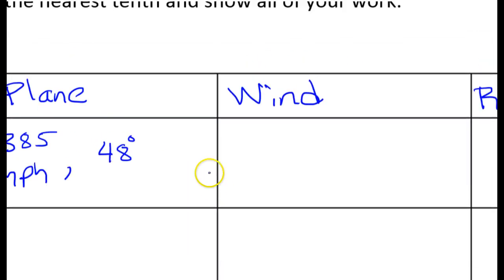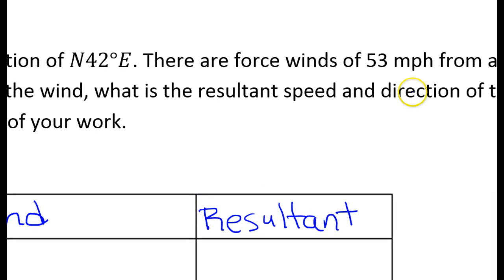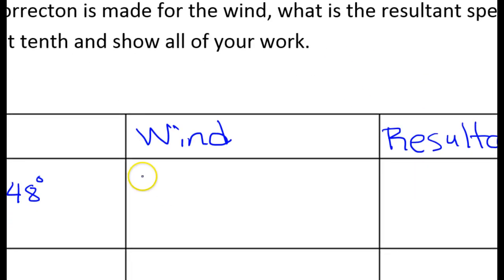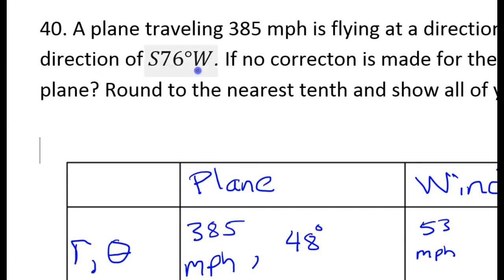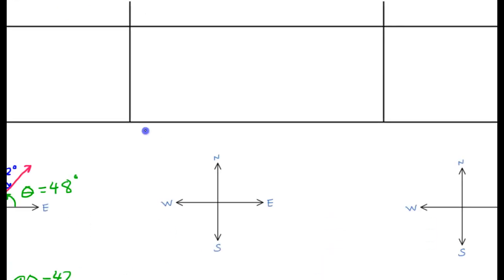Let's do the same thing for the wind. What do they tell us about the wind? The wind is 53 miles per hour, so guess what? That is the magnitude, 53 miles per hour. Now what about the direction? From a direction of south 76 degrees west. Okay, so south 76 degrees west. That means start at south and turn 76 degrees towards the west. That will put us in the third quadrant.